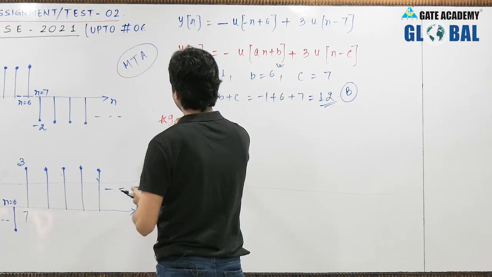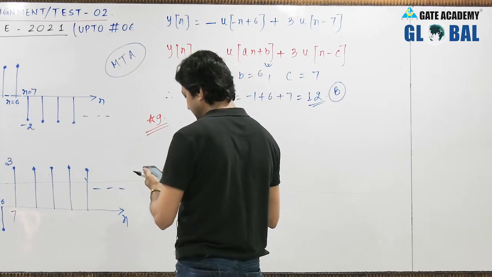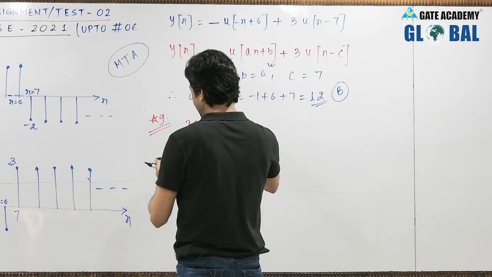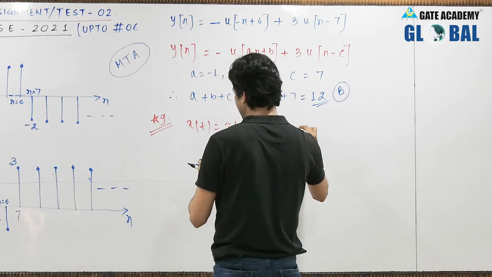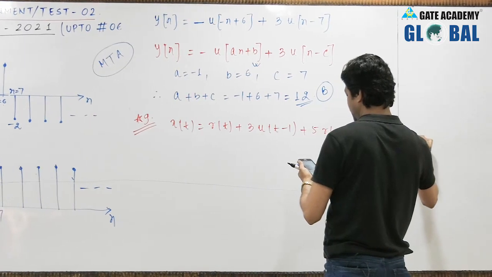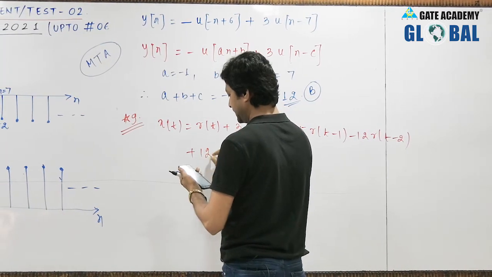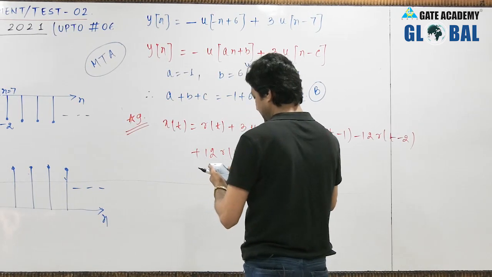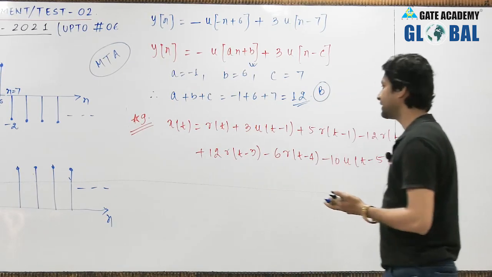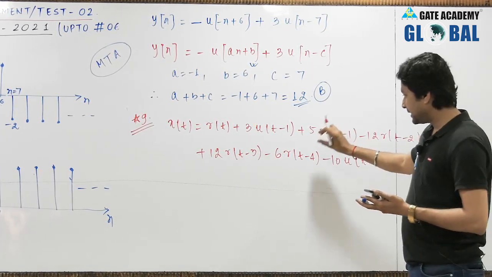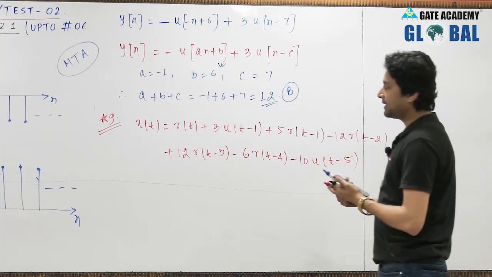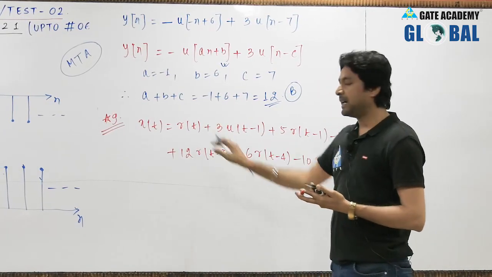In this question number 9, it is given that we have to find out the area under the signal x of t equals r of t plus 3 times u of t minus 1 plus 5 times r of t minus 1 minus 12 times r of t minus 2 plus 12 times r of t minus 3 minus 6 times r of t minus 4 minus 10 times u of t minus 5. It is the signal for which we have to find out the area. This type of question we have just tried in question number 8, I think. So now you can plot this signal and we have to find the area.